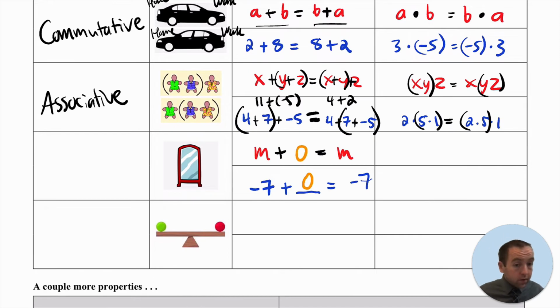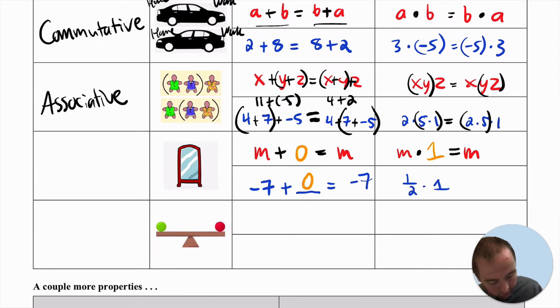So if we turn this into the multiplication version of this property, if we were to start with the number m, but now we were to multiply, what would you have to multiply m by to make it equal to the same number m? It's not 0, right? It actually has to be the number 1. So we use a different number when we're multiplying. An example of that would be if you did 1/2 times 1, you're still going to get 1/2, of course, right? This is called the identity property.